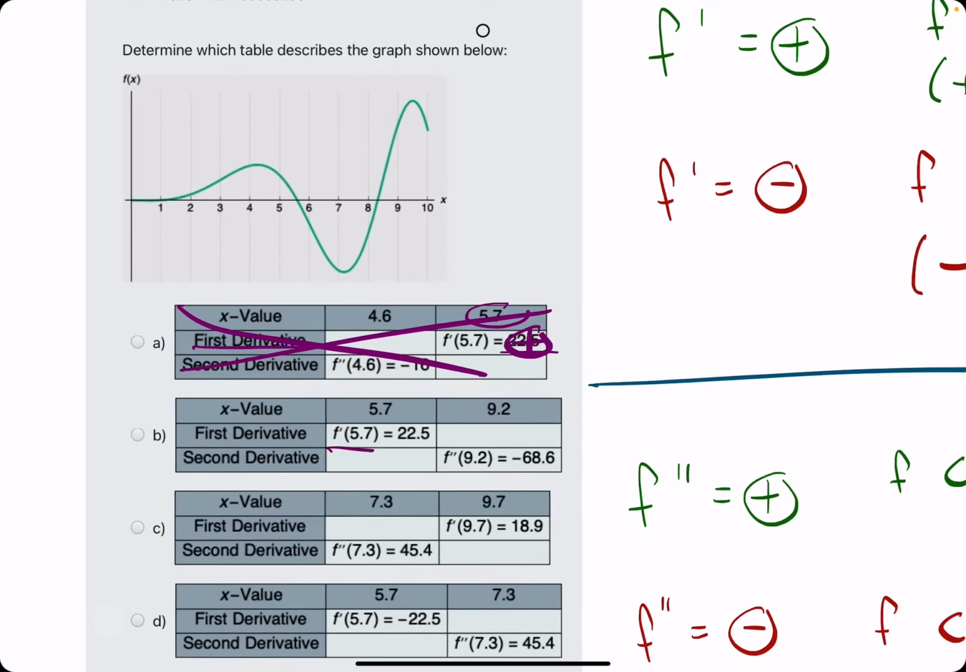For B, they're saying the same thing. They're saying at 5.7, we should also have a positive slope. But at 5.7, f has a negative slope. So B is off the table.